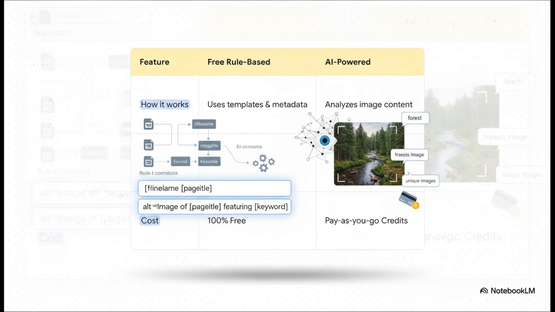Okay, so the free rule-based generator, it's fantastic. It's really clever. It uses information you already have, like the image file name or the title of the page it's on, to build solid alt text. It's totally free, and you can use it as much as you want.